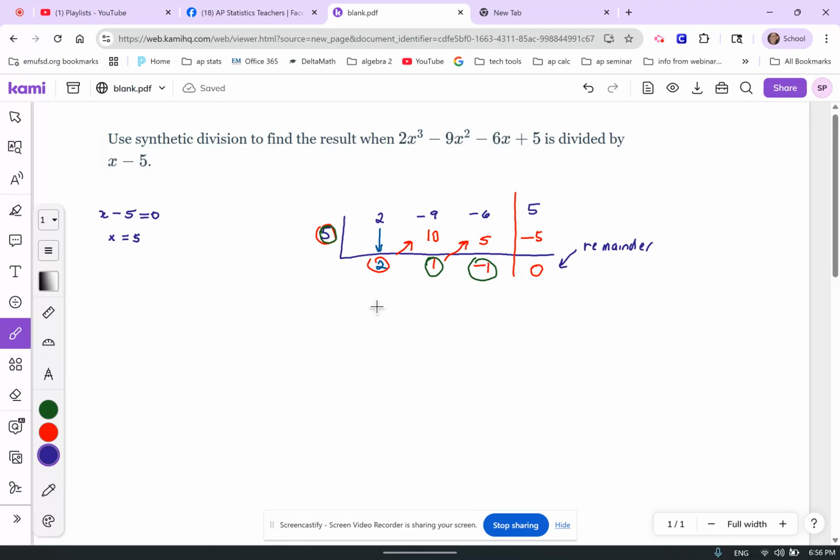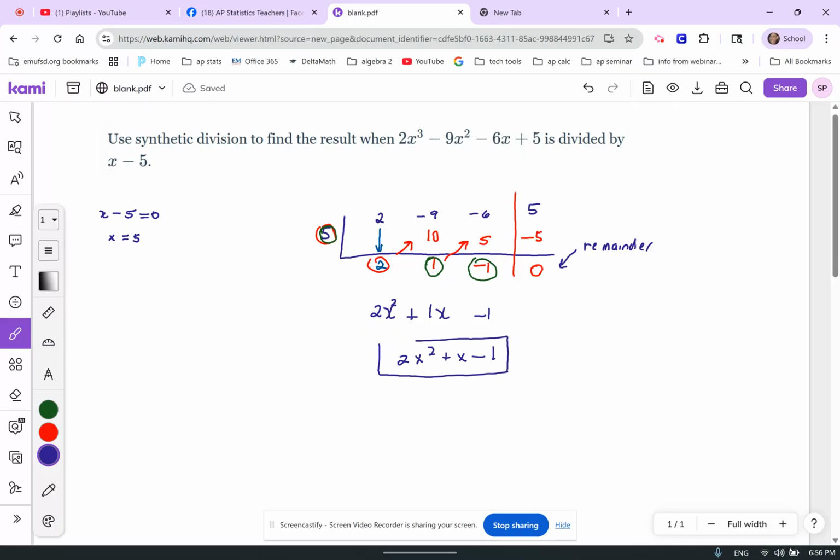And you're left with the coefficients of 2, 1, and negative 1. And what you do to find the rest is the variable is going to have 1 degree less than the original. So this was x cubed, this becomes x squared, plus, because the coefficient is just a positive 1, x, and then the constant doesn't have a variable. So your final answer, your quotient, is 2x squared plus x minus 1.